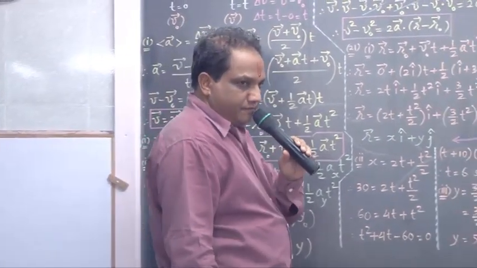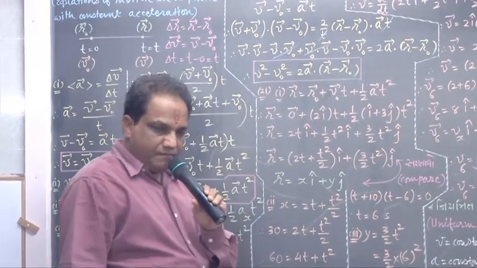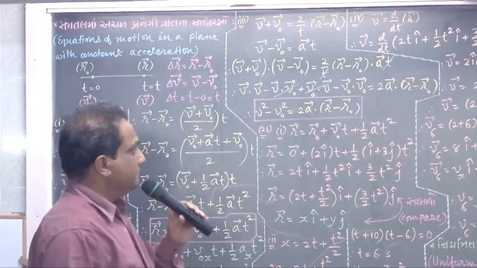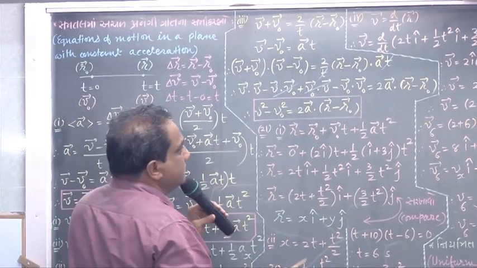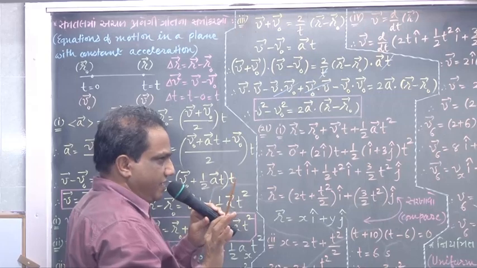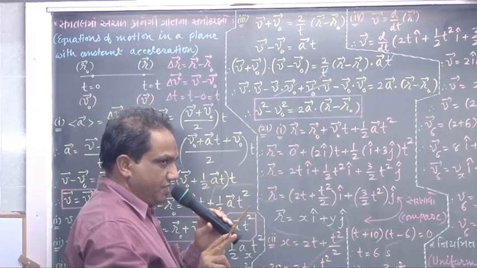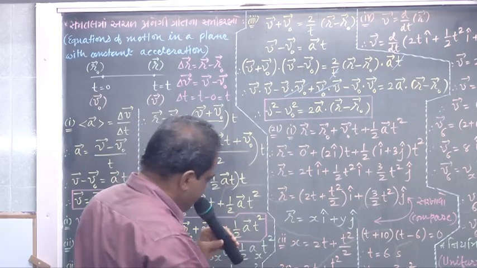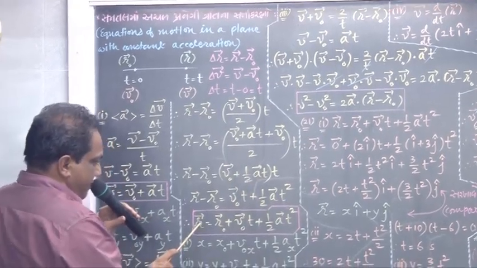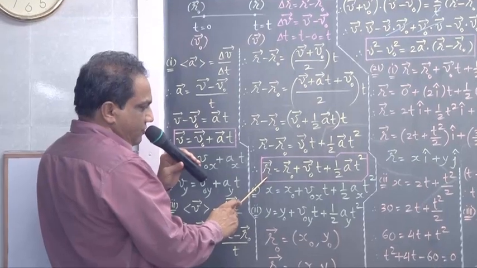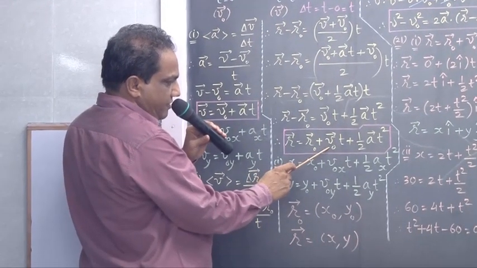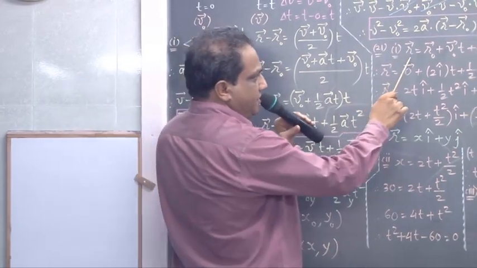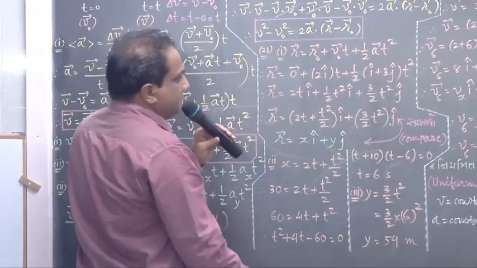They have given the final position vector of a moving particle, but they have not given the equation directly. They have given the initial velocity and a constant acceleration. We know the equation of final position vector: vector r equals vector r0 plus vector v0 times t plus 1 by 2 vector a times t square. Here it is, the same equation I have written here.